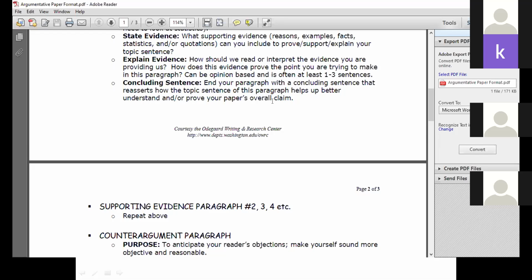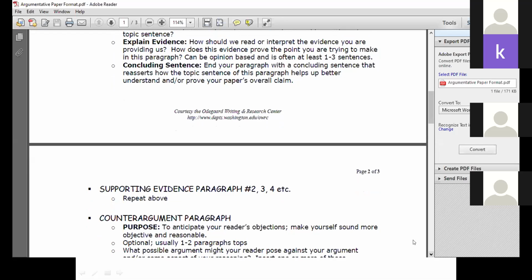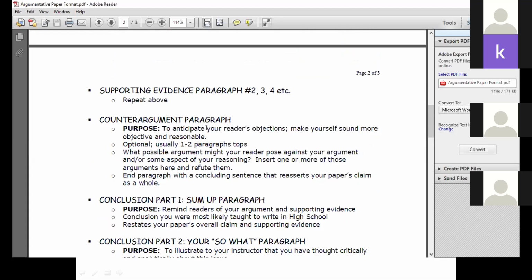So the gist of what I mean to say, dear participants, is that whenever you are taking a stand, you have to think the other way, and you have to write a counter argument paragraph. That is just to anticipate your reader's objection and make yourself sound more objective and reasonable. Again, this is one of the ways of writing a paper, and here it is optional. It is not necessary that every argumentative paper should have this counter argument paragraph.